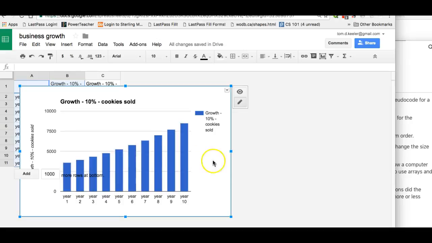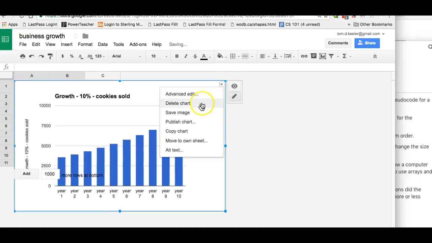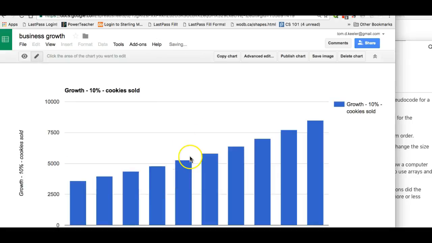Okay. So there you go. And you can move it to its own sheet, and you can move your chart to, there's Chart 1 now. So you see how it's formed its own chart. So you can see that we get up, and so in 10 years, you'll be selling 8,000 cookies.